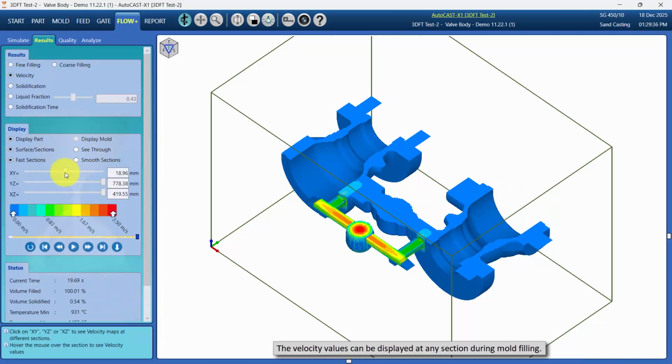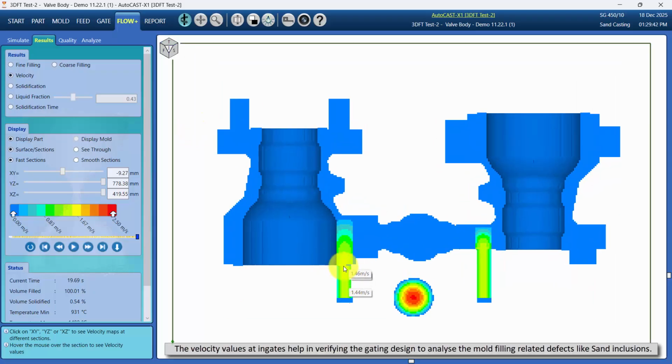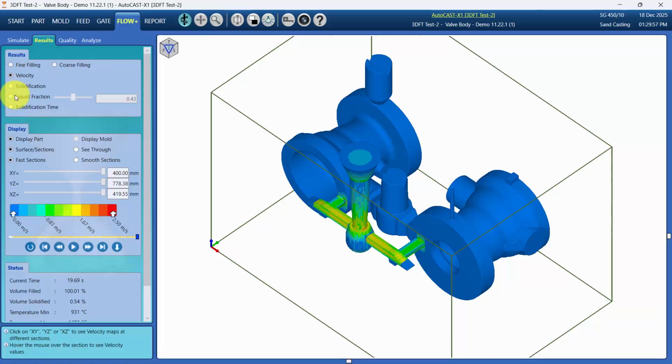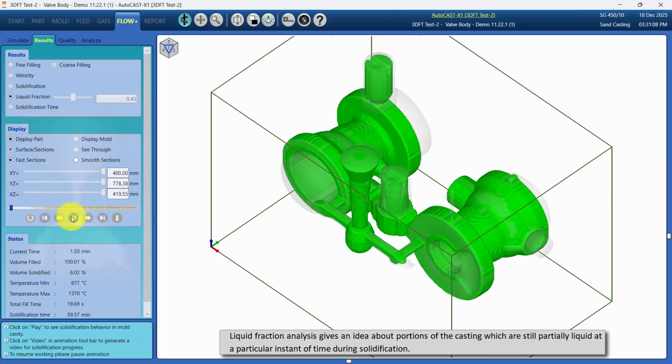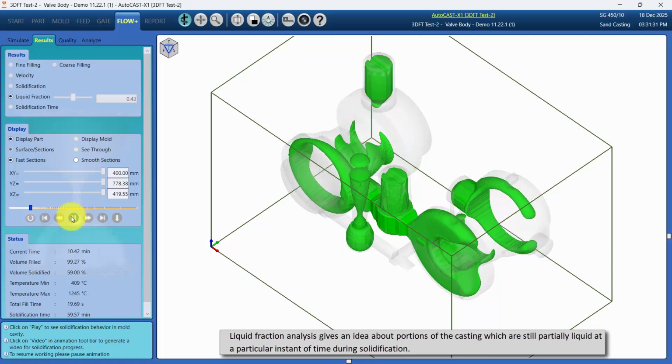The velocity values can be displayed at any section during mold filling. The velocity values in gates help in verifying the gating design to analyze the mold filling related defects like sand inclusions. Liquid fraction analysis gives an idea about portions of the casting which are still partially liquid at a particular instant of time during solidification.